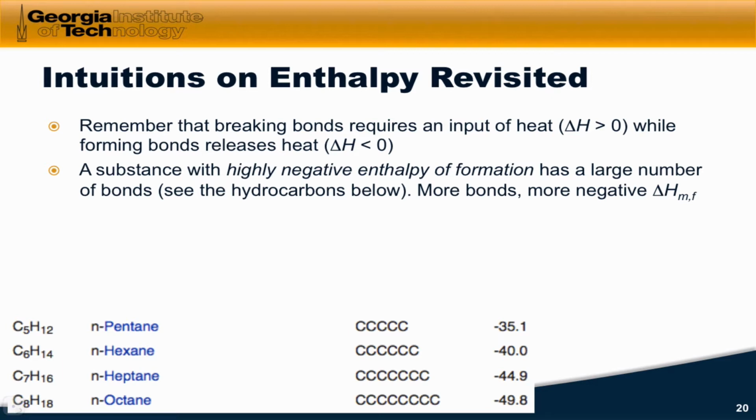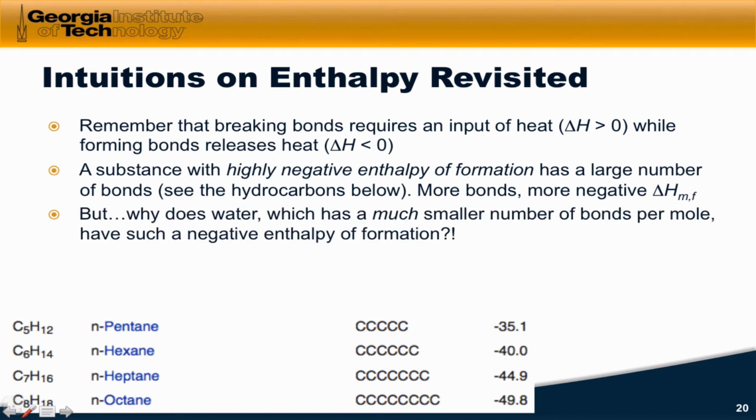A good example is illustrated by the hydrocarbons below. As we move to larger and larger hydrocarbons, we're introducing more and more carbon-carbon bonds. And if we pay attention to the delta H of formation values, we see that they become more negative with the number of carbon-carbon and carbon-hydrogen bonds within each structure. This has to do with the idea that forming bonds releases heat, making the enthalpy of formation more negative for substances containing more bonds. Water is an interesting exception to this idea.